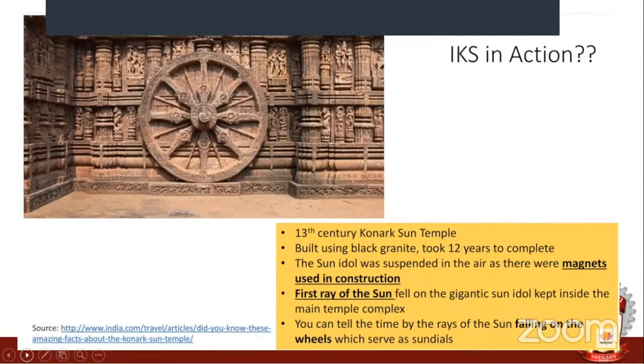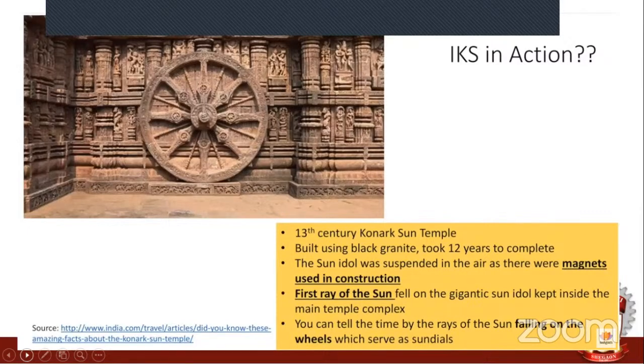You decide yourself. So here is a brief description in yellow and black color. You can read it out. It was constructed in the 13th century, black granite, 12 years to complete. The Sun idol is suspended. There were magnets used. So now look at the science they have followed. The first ray of the sun fell onto the gigantic Sun idol kept inside the main temple complex. Some of you can identify this picture.